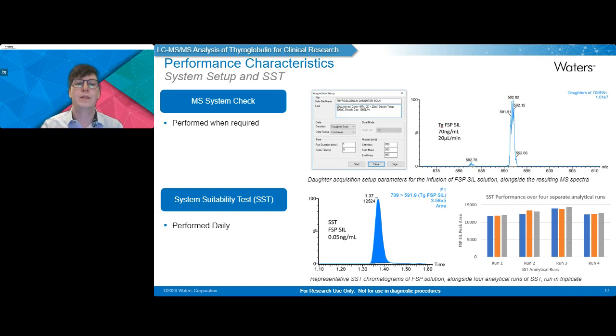And then what you can do after that is run a system suitability test, which again uses the same FSP stable isotope labeled internal standard, at a concentration this time of 0.05 nanograms per mil. As you can see, we have reproducibility across different runs across different days, demonstrating that the method is reproducible across those days on the same system. It just gives you an idea of what to expect in terms of system performance.